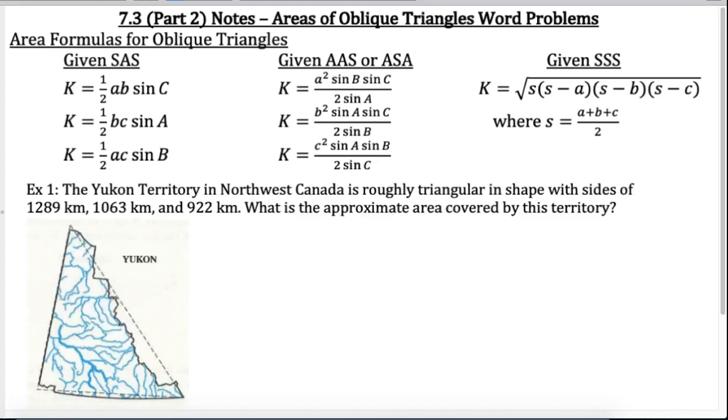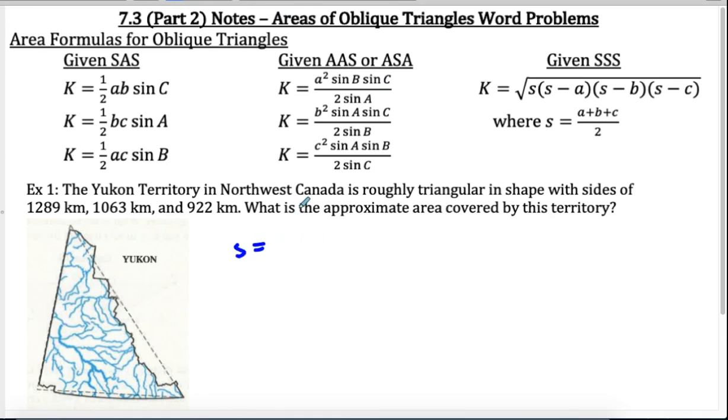In this first one, we just want to find the approximate area of the Yukon. This is one of Canada's provinces, right on the northwest side of Canada. And we're given the approximate side lengths of this triangular shape. So if I know all three sides, I'm going to use Heron's formula. So the first thing, remember, that we need to do is calculate S.